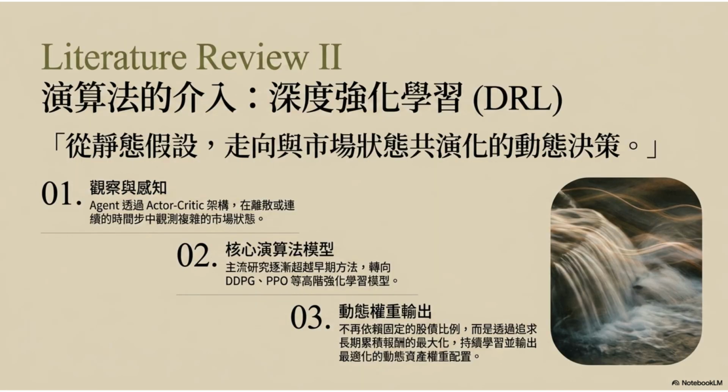The second category of related work is the application of deep reinforcement learning to asset allocation. In this approach, the investment problem is modeled as a sequential decision-making problem. At each time step, the agent observes the current market state and decides the portfolio weights. The agent then learns a policy by maximizing long-term cumulative rewards. Common methods include DDPG, PPO, and actor-critic architectures.